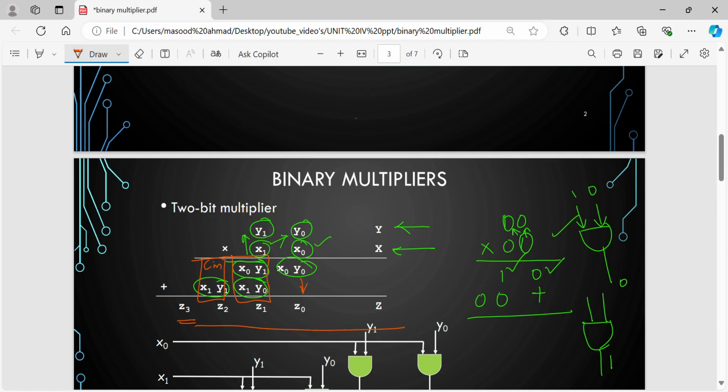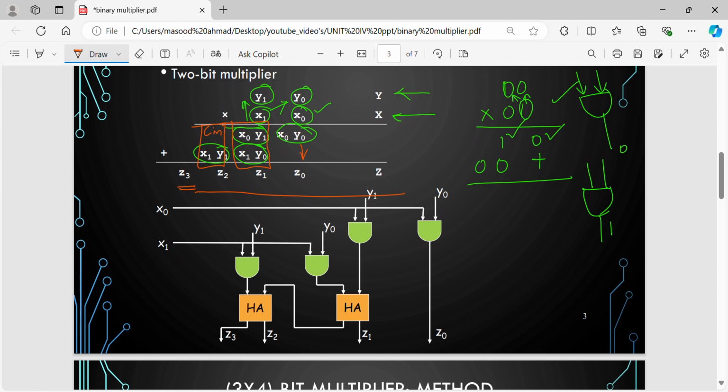So with this simple 2-bit process, if you want to implement it in a circuit, it is very simple. We take y0 and y1 as inputs to the AND gates, and x0 as input. X0 should be multiplied with y0 and y1. So we get X0 multiplied by y0, x0 multiplied by y1, these two terms. Next, x1 should be multiplied with y1 and y0. Multiplication can be implemented using an AND operation. That is exactly what one has to learn here.